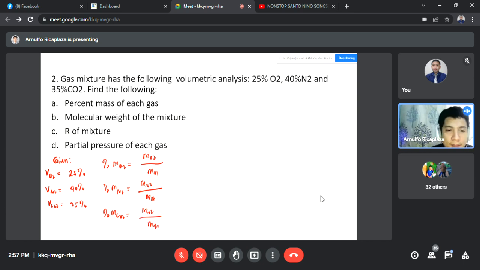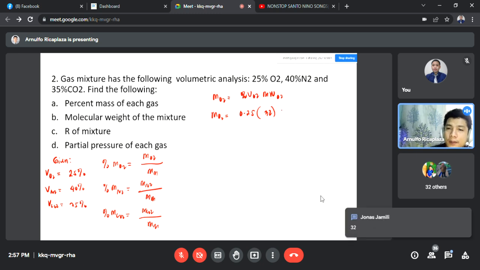Okay, for the formula, we start with the O2, which is equal to the percent volume of the O2 times the molecular weight of the O2. It's O2 already, guys. So therefore, for the O2, the percent volume was 0.25. The molecular weight of the O2, what is it? 32. Okay, so what is the result, guys?